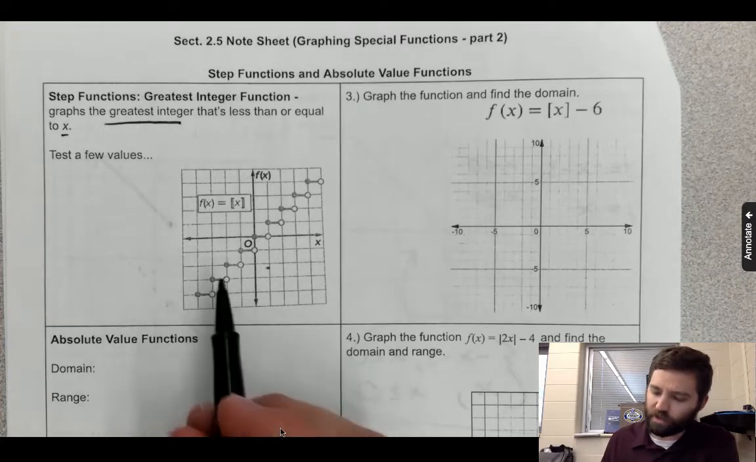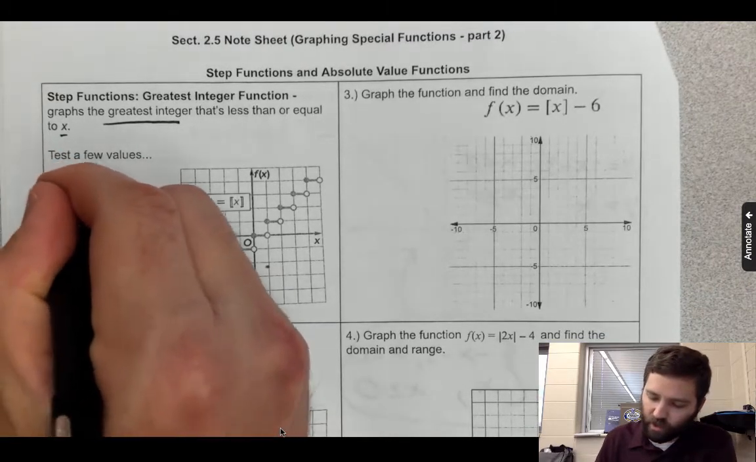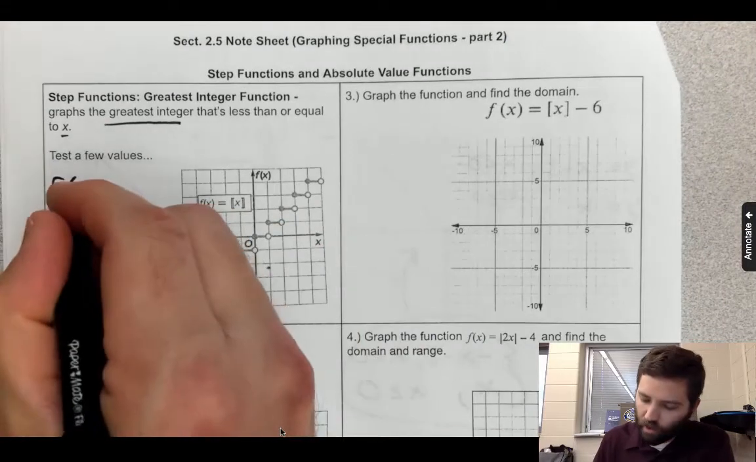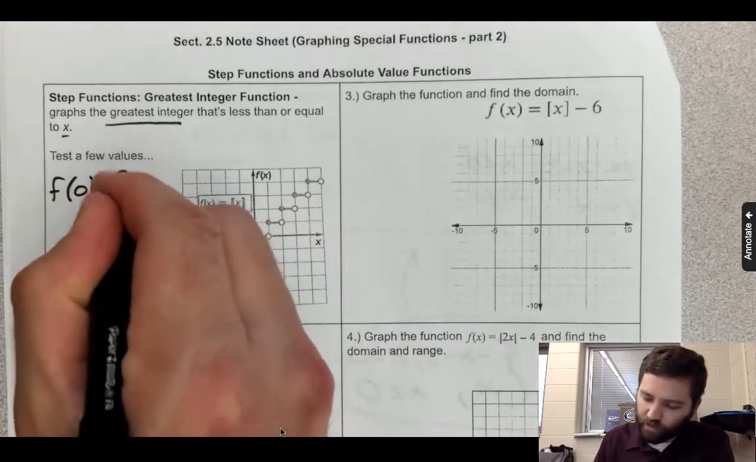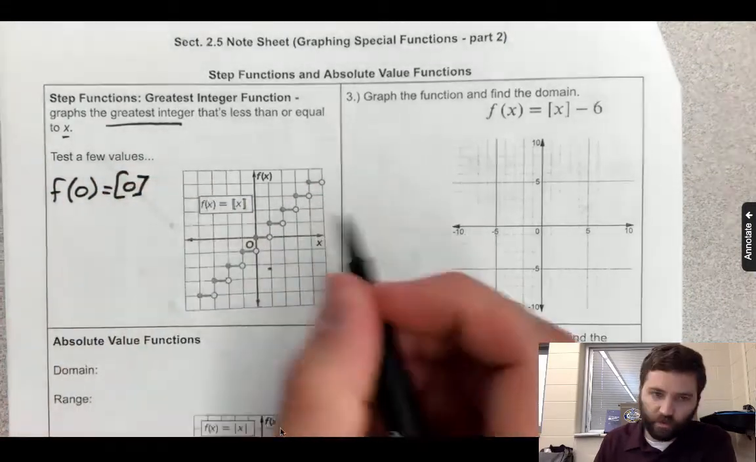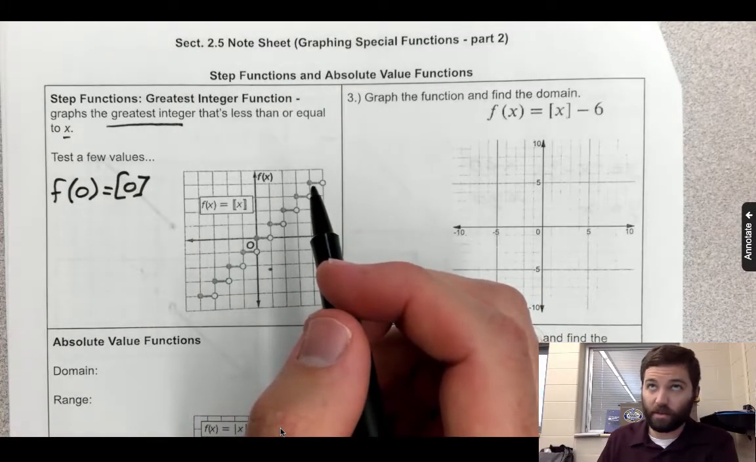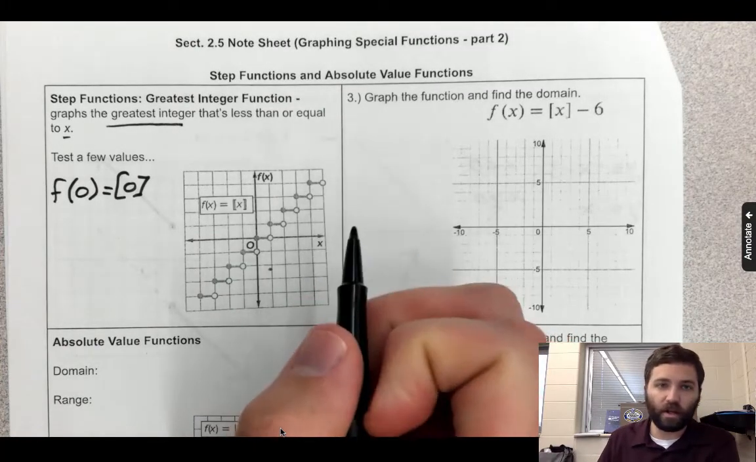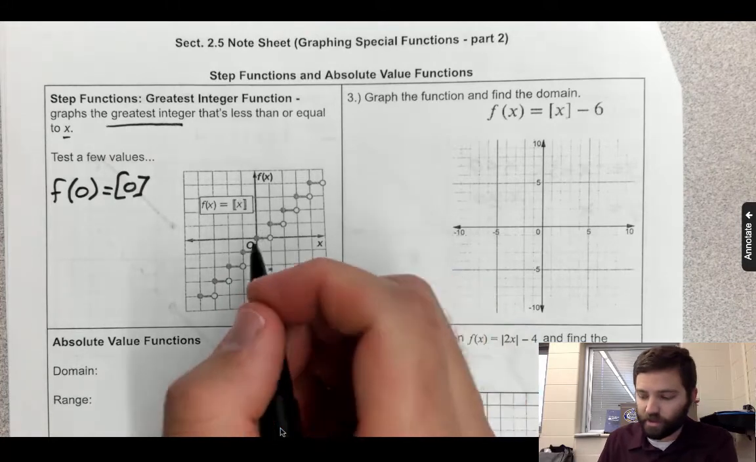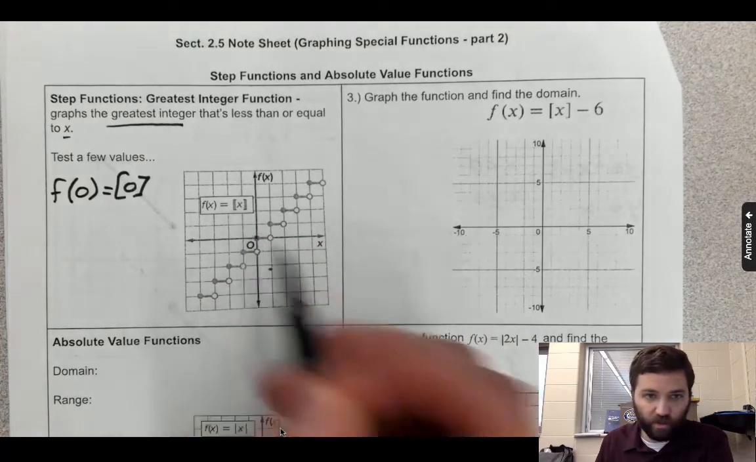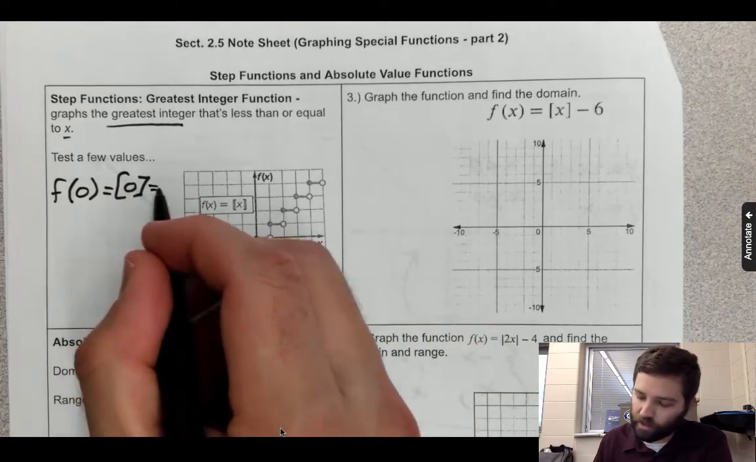So how does this function work? Well, let's take a look. What if we want f of 0? f of 0 would be the greatest integer of 0. What is the greatest integer in the number 0, in other words, that is less than or equal to 0? Well, it's 0. 0 is an integer. You can see that on the graph right here. It's plotted right there. So that would be 0.